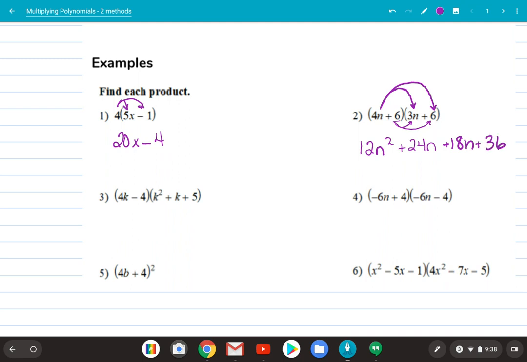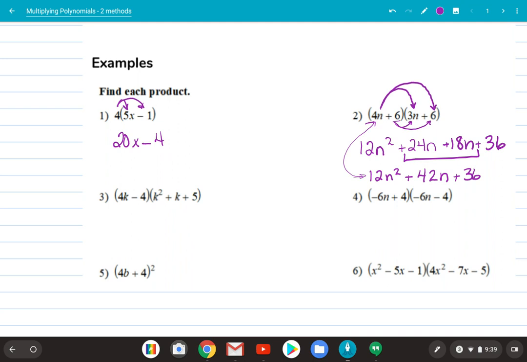Now we want to combine like terms. And so we're going to get 12n squared plus 42n plus 36. And in the next couple weeks, we're actually going to start with this problem, your answer, and we're going to get the ones at the very top as our final answer. So we're actually going to go backwards. That's it. We're going to go forwards and backwards.